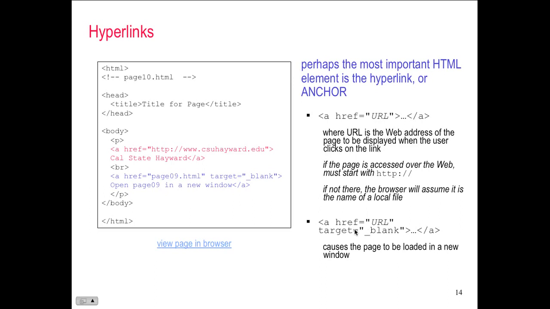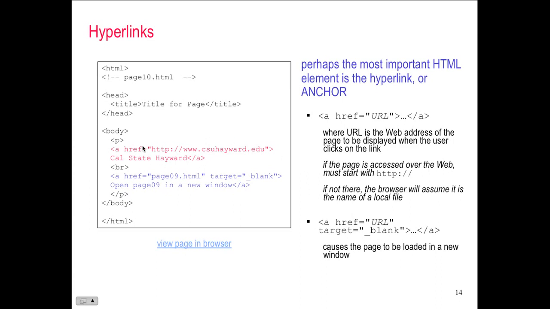If you leave it out and set target equal to blank, it causes the page to load in a new window. So here we have another attribute, target equals _blank. Otherwise, the target, which is where you're going, is going to load in the same page. People usually want to know how in the world to load it in a different page. Well, then use the _blank.